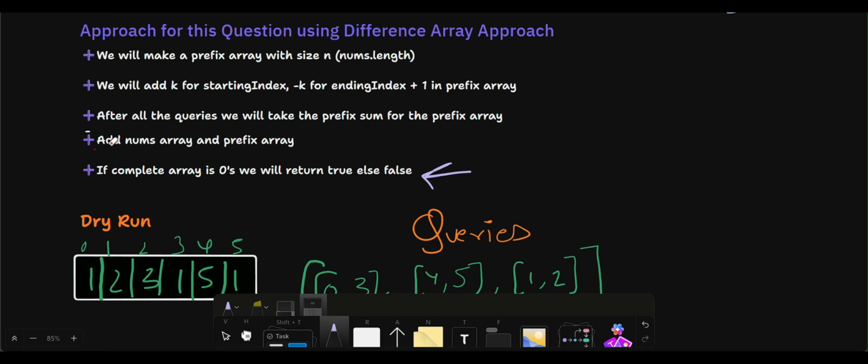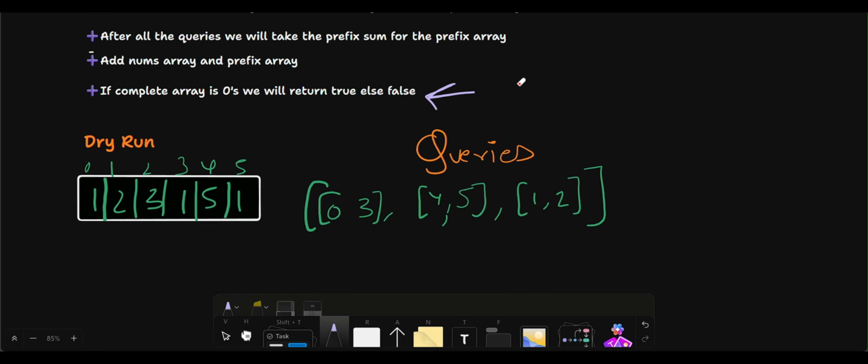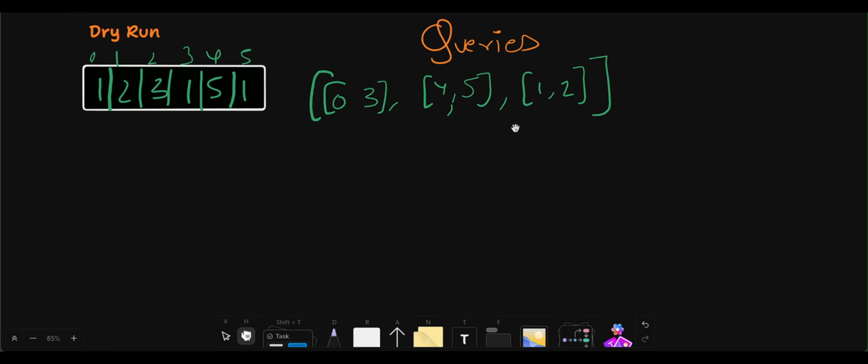After that, we have to add the nums array, which is the original array that we have to find out if it can become a zero array or not. So we add both arrays, the nums array and the prefix array. After that, we have to check if the nums array becomes zero. If it becomes zero, we'll return true. Otherwise, we return false. So we'll go through a complete dry run of the algorithm.